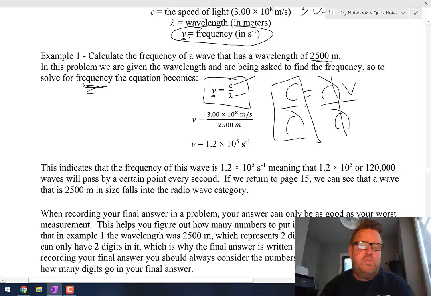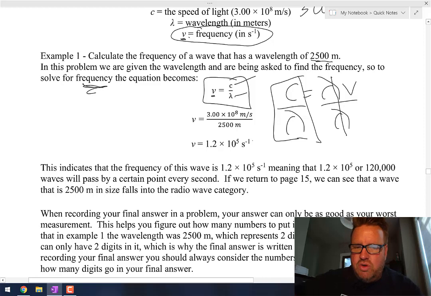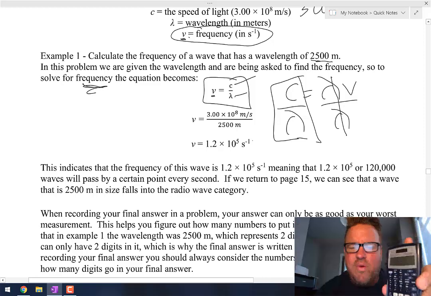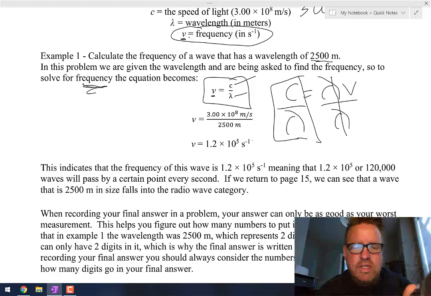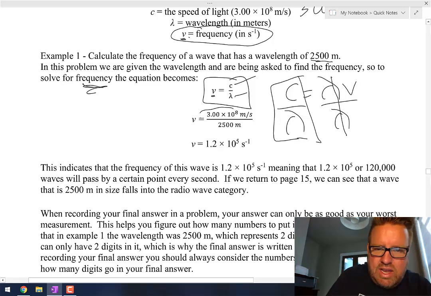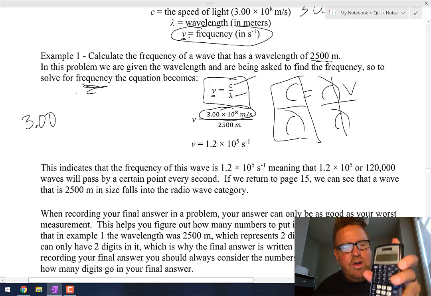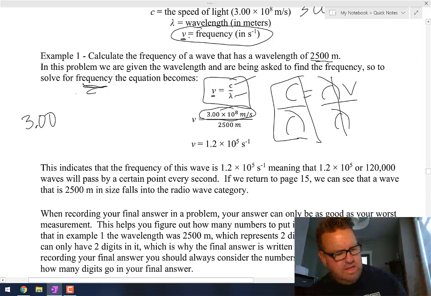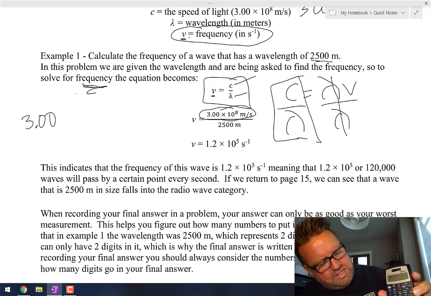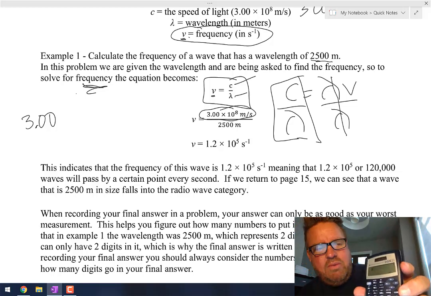And now we just put the numbers into the equation. So we take 3.00 times 10 to the 8th and divide it by 2,500. I think I showed this to you already, but you really need to have a calculator for this class. When I put scientific notation into my calculator, I'm going to type in 3.00, and then on mine, it's actually right above the 7 right here. There's a double capital E right there.